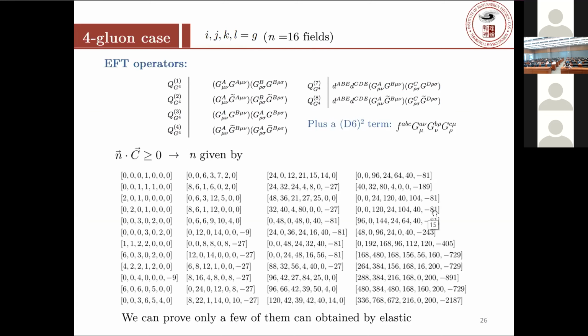Here, we find the number is large, and we take around 10,000 random points to get them. We can show that these bounds are consistent with the analytical results, and the bounds also show that the allowed Wilson coefficient space is a 7-dimensional polyhedral cone with about 48 faces. And we can also prove only a few of them can be obtained by the elastic approach.